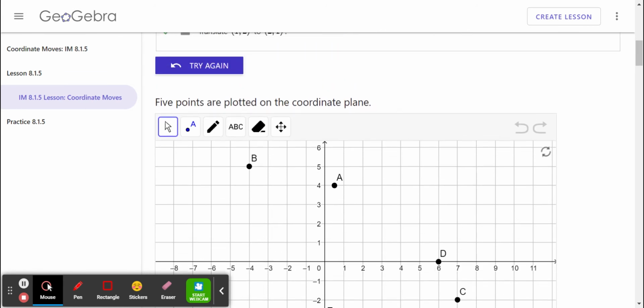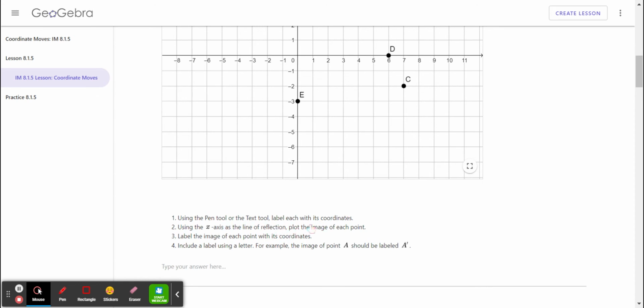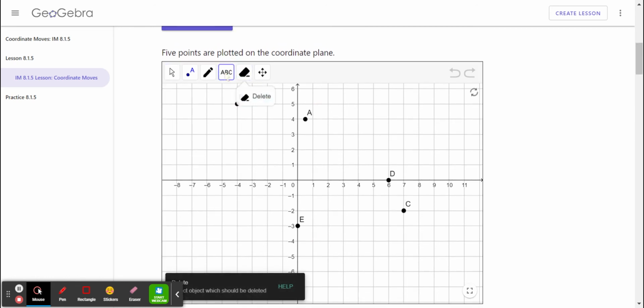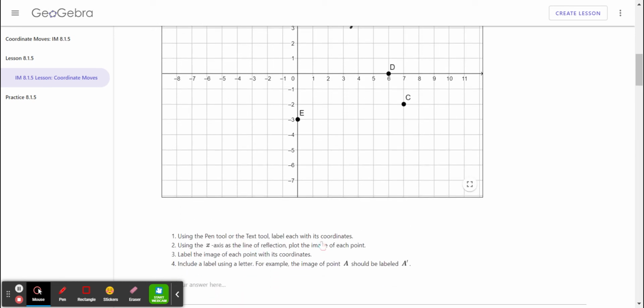So in activity 2, you'll see it says 5 points are plotted on the coordinate plane. And using the pen tool or the text tool, your first step is to label each of the coordinates. So for example, if you just need a little refresher, A would be at about 0.5, 4. The first number is how far side to side, so it's about halfway to the x-axis. And the second number tells us how far on the y-axis, or how far up and down. So the first coordinate A would be 0.5, 4. You need to label all four coordinates. So go ahead and do step 1 and label all four coordinates.